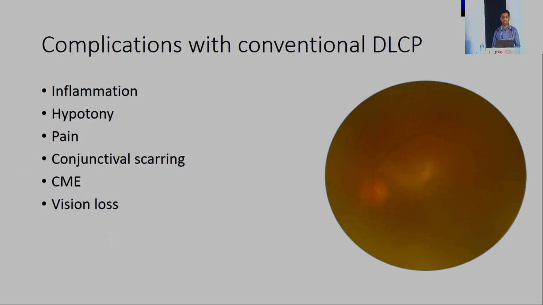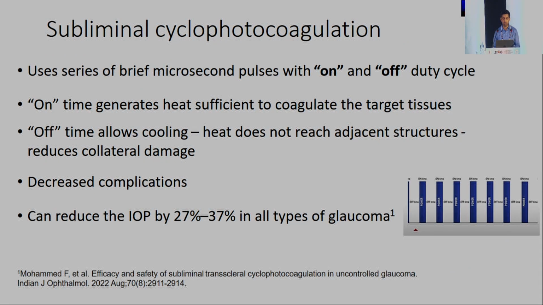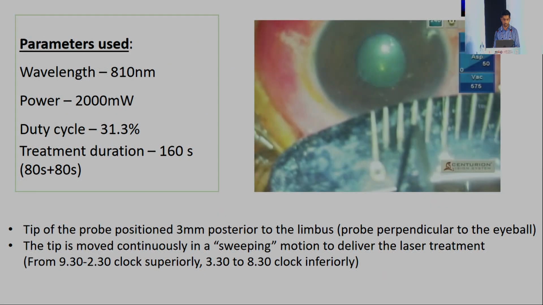So coming on to complications of conventional DLCP, it is associated with high chances of inflammation, hypotony, pain, conjunctival scarring, CME, and vision loss. So we currently follow subliminal cyclophotocoagulation, which is relatively much safer. It uses a series of brief microsecond pulses with on and off duty cycle. The on time generates the heat sufficient to coagulate the target tissues, and the off time allows cooling, so the heat does not reach the adjacent structures, hence reduces collateral damage. It is associated with reduced complications and can reduce IOP by almost 30% in various types of glaucomas.